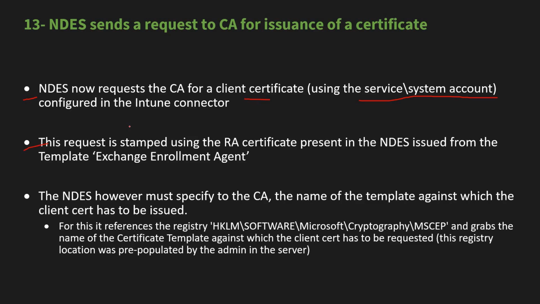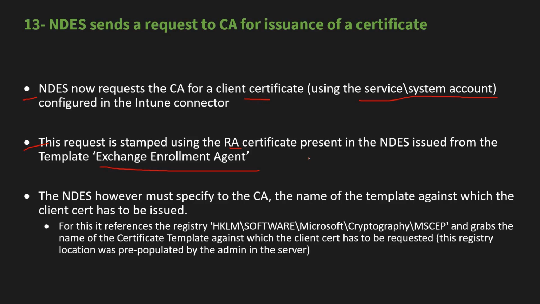This request that the NDES server is sending to the CA is stamped using the second RA certificate, which is issued from Exchange Enrollment Agents. If you remember, there were two RA certificates, right? The first RA certificate was used to encrypt the CSR when the CSR was being sent from the device to the NDES server. Now the second RA certificate is used to stamp the request which the NDES server is sending to the CA while requesting for a certificate.